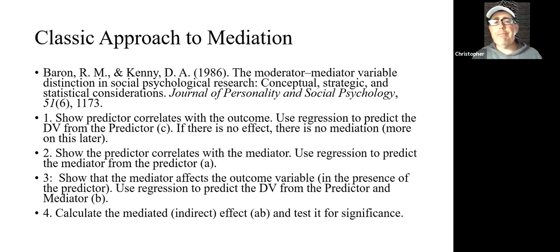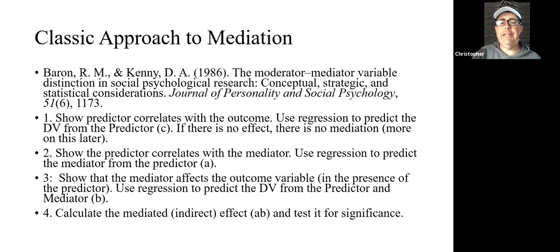Step 2, show that the predictor correlates with the mediator or is related to the mediator. Here you can use regression to predict the mediator from the predictor. That would be where we would derive path A. The third one, show that the mediator affects the outcome variable in the presence of a predictor. What we're doing there is we are establishing how strongly the mediator predicts the outcome, and that's where we're going to get with the predictor also in the equation. So this is a multiple regression. And that's where we're going to get path B.